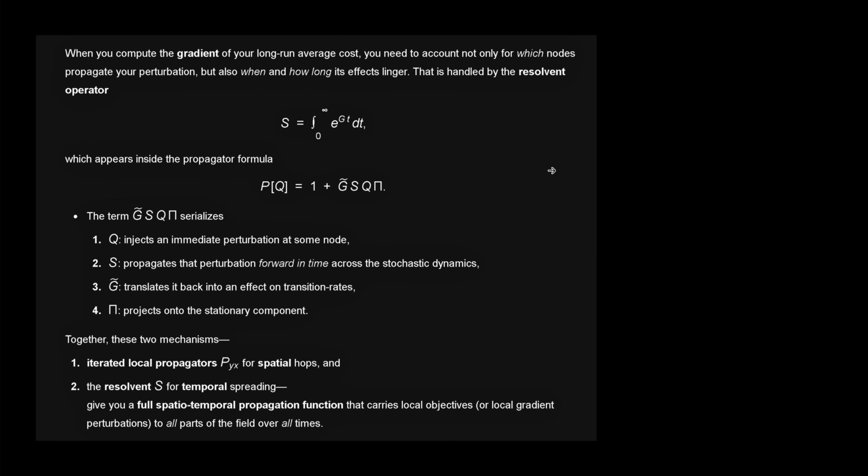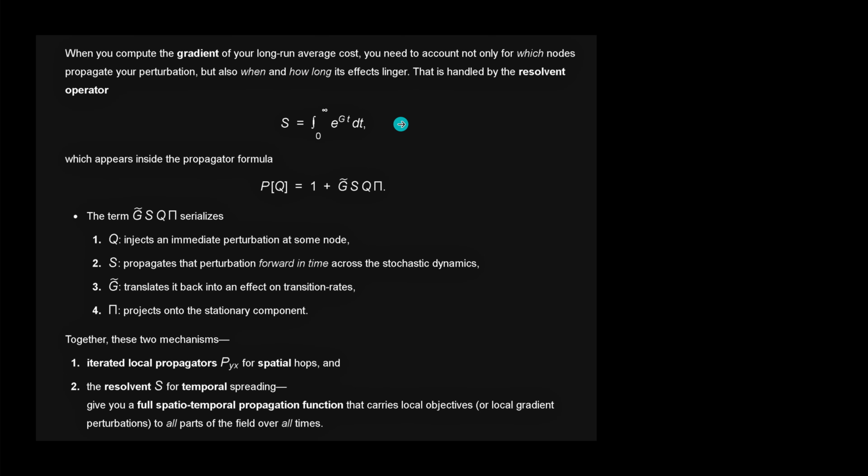Okay, now it becomes a little tiny bit more complicated, but this is just why we have mathematics, and mathematics tells us, hey, careful, there is something, but never mind. So when you compute now the gradient, you know our stochastic gradient descent, this is almost the same gradient. In the long run average cost or reward, if you want, you need to account not only for which nodes propagate your perturbation in the system, but also when and how long the effect lingers. And this is now handled by the resolvent operator.